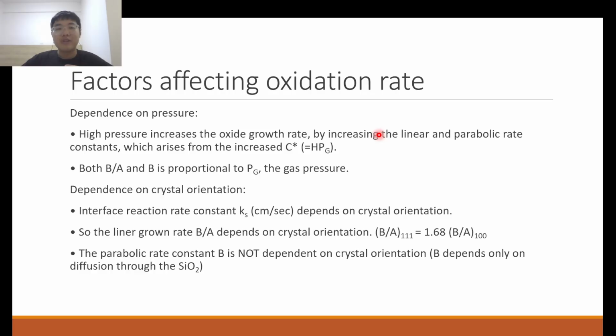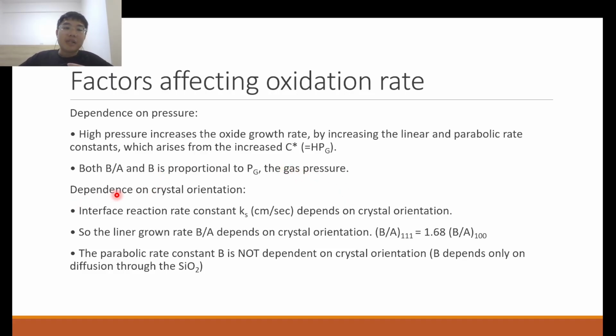So let me go through briefly certain factors affecting the oxidation rate. The first one is of course pressure. Very intuitively, a high pressure would increase the oxide growth rate by increasing the linear and parabolic rate constants, that is both B and B over A. This is because an increase in pressure will increase the partial pressure of your oxygen or steam, and that will increase your value of C star, which is present in both the B and B over A expressions.